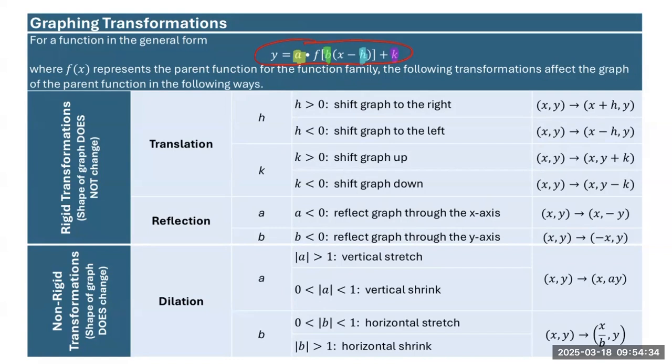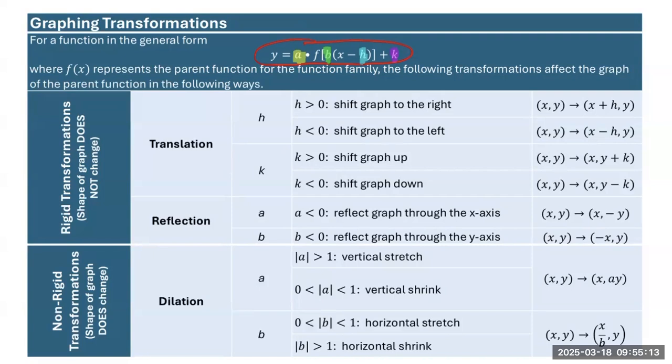Now, those effects can be either what we call a rigid transformation or a non-rigid transformation. A rigid transformation is going to change something about the graph, but does not change its shape. So it might move the graph, it might reflect the graph, but the shape does not change. A non-rigid transformation means we're actually changing the shape of it. We're going to stretch it, we're going to shrink it, the shape will actually change. And so you can see here, h and k are the numbers that are responsible for moving the graph around, what we call a translation.